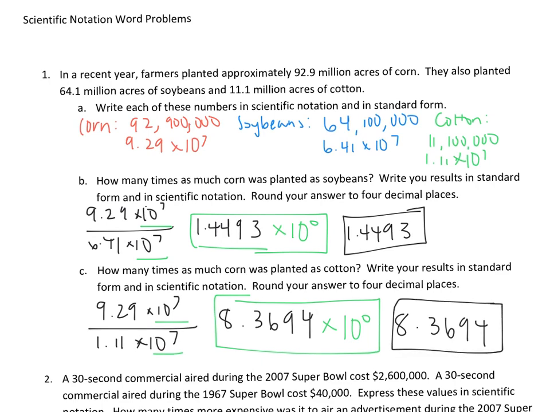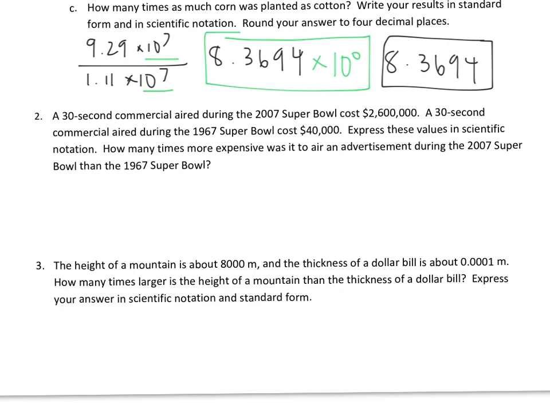Let's take a look at number 2. Number 2 reads, a 30-second commercial aired during the 2007 Super Bowl cost $2,600,000. A 30-second commercial aired during the 1967 Super Bowl cost $40,000, so quite a big difference. Express these values in scientific notation. How many times more expensive was it to air an advertisement during the 2007 Super Bowl than the 1967 Super Bowl? So first, let's write each of these in scientific notation.